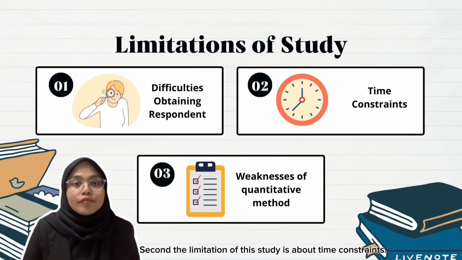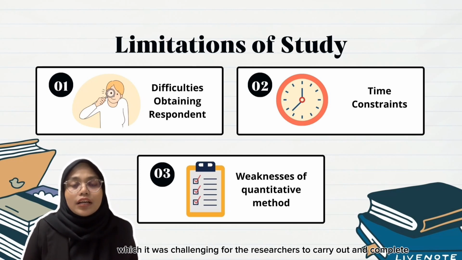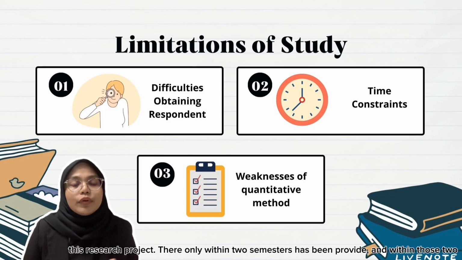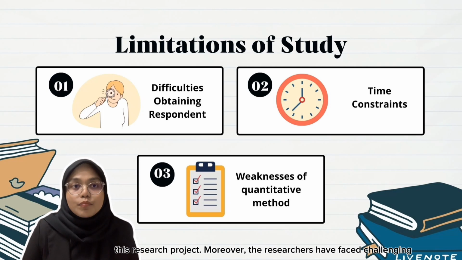Second, the limitation of this study is about time constraint. The amount of time provided to complete this study is quite limited, which made it challenging for the researcher to carry out and complete the research project. Only 2 semesters have been provided, and within those 2 semesters, just a few weeks were allocated to perform and complete this research project.